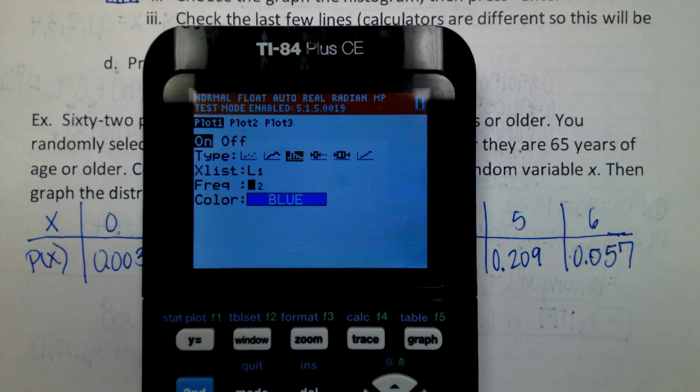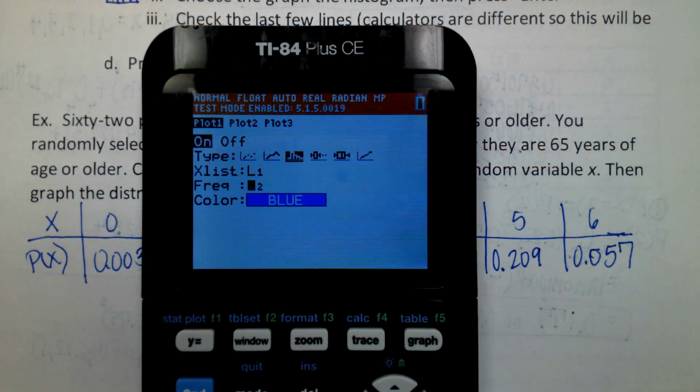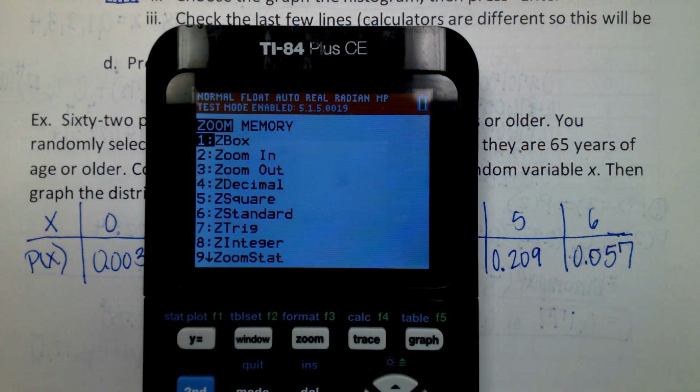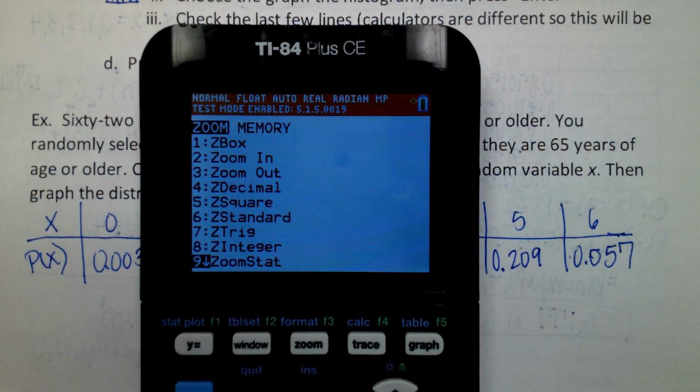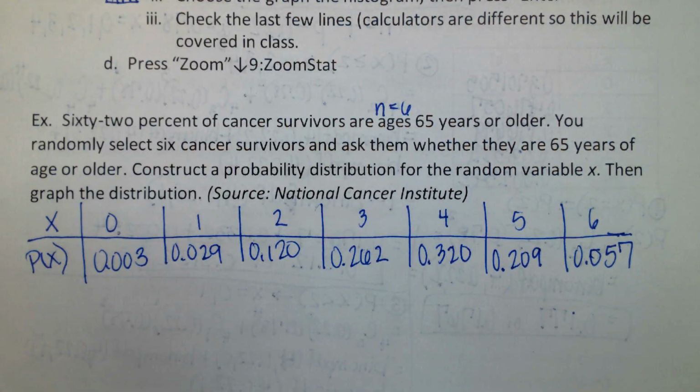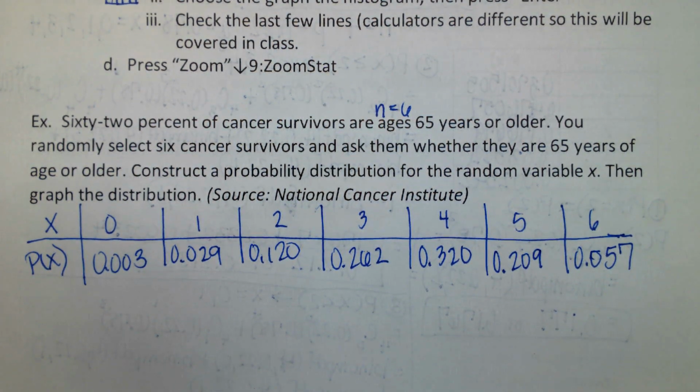We're not going to hit graph because we don't want a traditional graph. We want to zoom into our statistics. So zoom number 9. Oh, it didn't work. Okay, it didn't work, so we're going to have to graph it our own selves. I've got to figure out why this doesn't graph what I want it to.